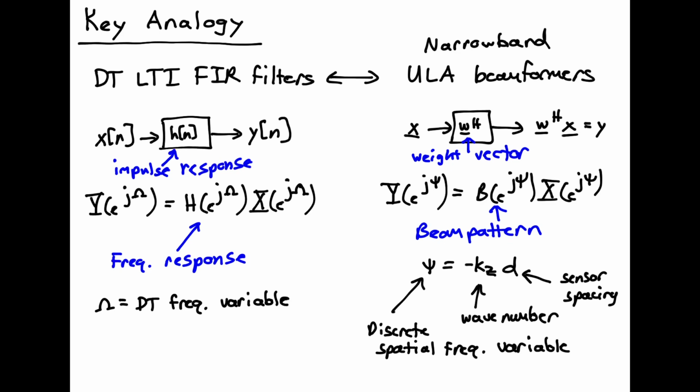So I hope that this video has shed some light on this key analogy between discrete time LTI filters and narrowband uniform line array beamformers. That way you can use a lot of the intuition you have about discrete time LTI systems and apply it to what you're learning about the standard narrowband uniform line array beamforming system.